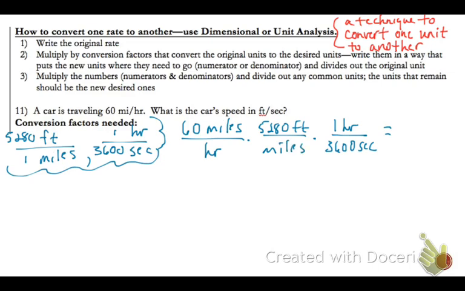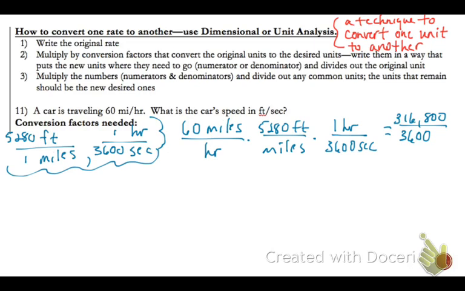So first let's just focus on the numbers. So you multiply straight across when you're multiplying fractions. 60 times 5,280 times 1 will get you 316,800. And then in your denominator, it's just 1. I didn't write the ones, times 3,600. So 3,600.